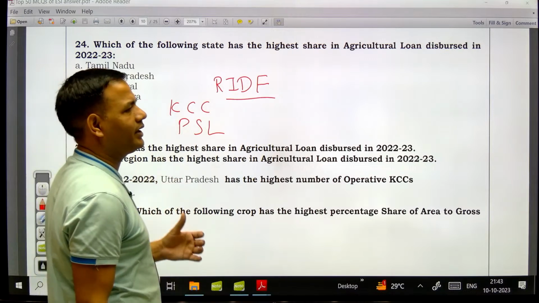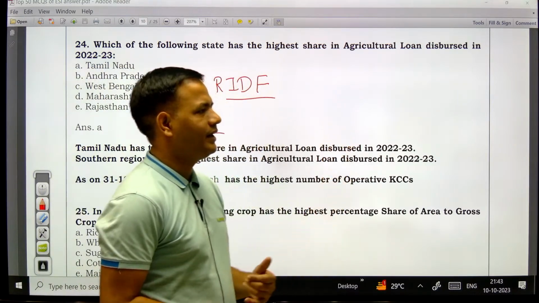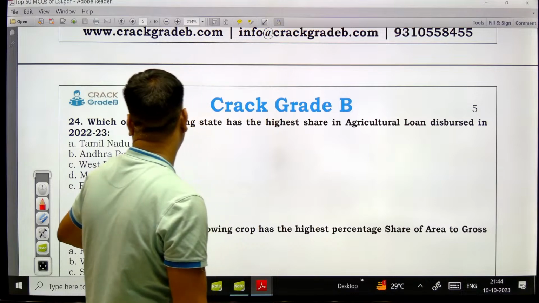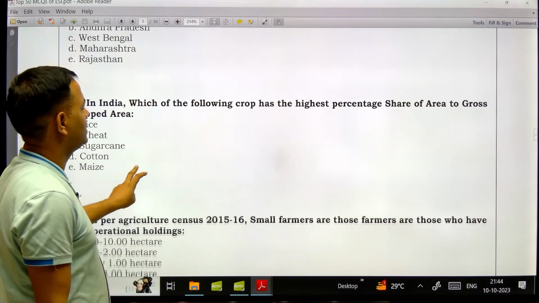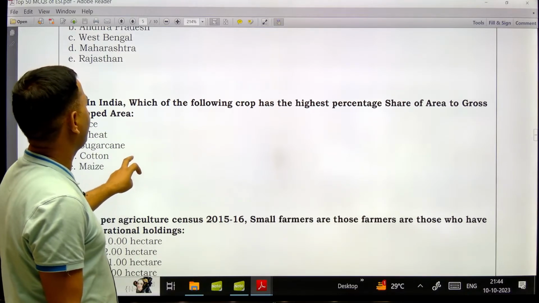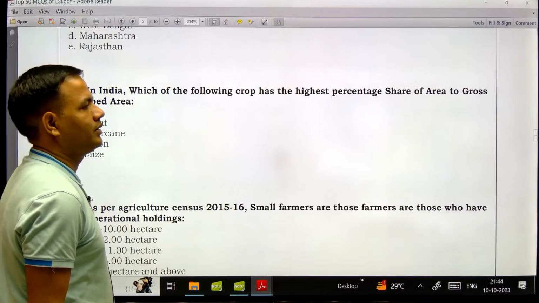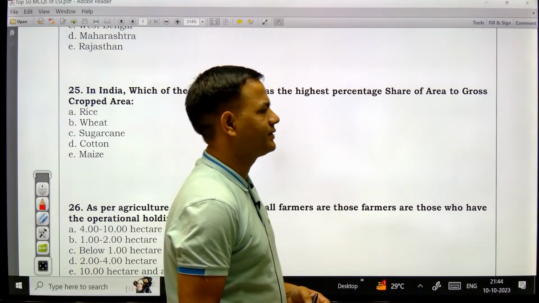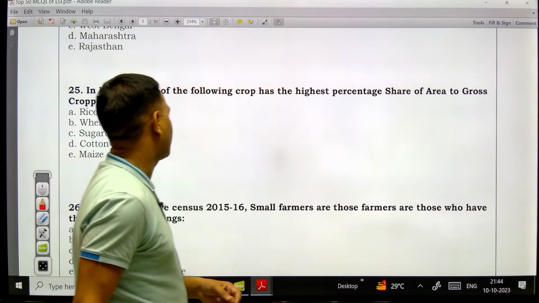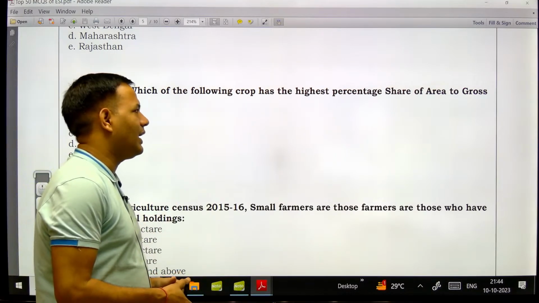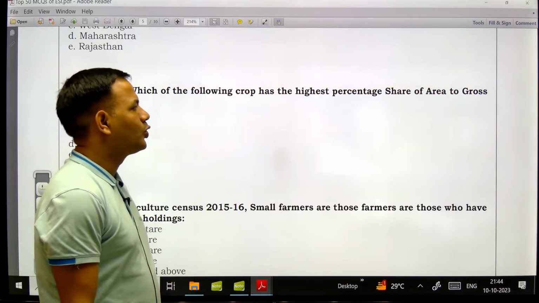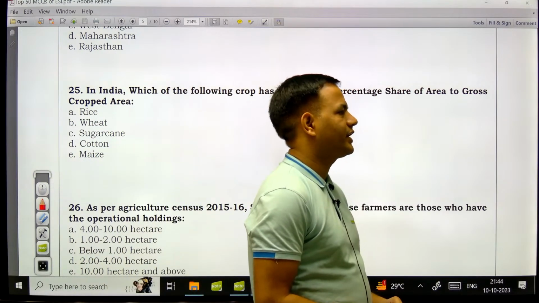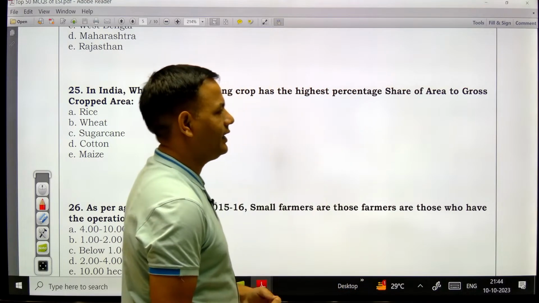How many sectors are being covered currently under RIDF? How many different categories of projects are there under RIDF? Any guess? Yes, it is 39. 39 is the correct answer. 39 different project categories are there under RIDF.